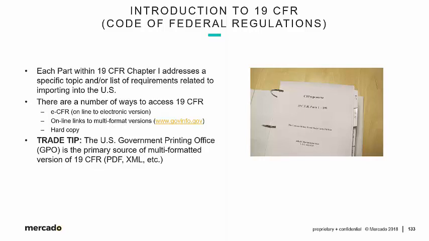In the age of the internet, we will note in Bullet 2, there are many ways in which to access 19 CFR. Back in the day, it was all hard copy stuff. Now, and we'll be seeing examples of all of these, we have eCFR, which is very frequently used. It's an online version of 19 CFR. Other online links to multi-format versions, the most prominent being GovInfo.gov. We'll see an example of that as well. And as we said just a second ago, hard copy, which in today's day and age really isn't necessary.